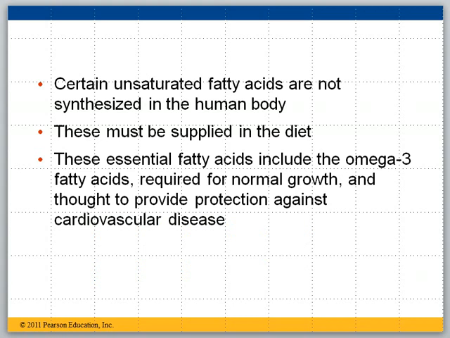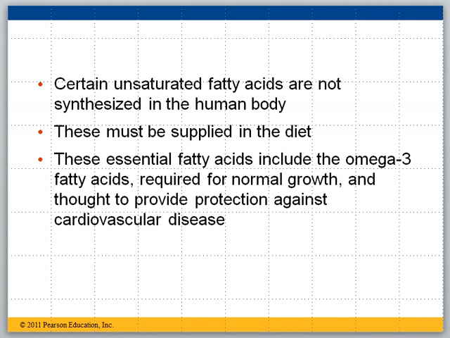So certain unsaturated fatty acids are not synthesized in the human body. The body has the ability to create some of these fatty acids that we need, but not all of them. So there are certain unsaturated fatty acids that our bodies cannot make and we must get from eating other materials. And one of these is called omega-3.